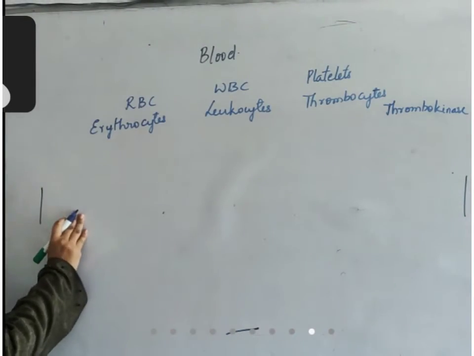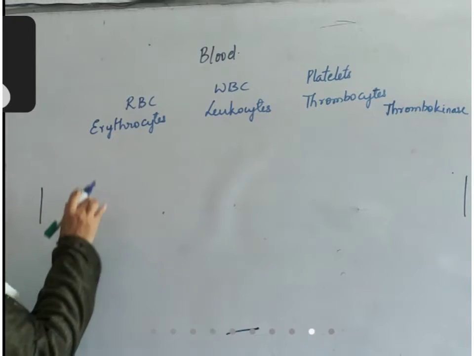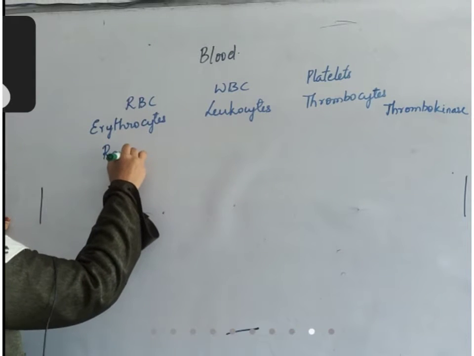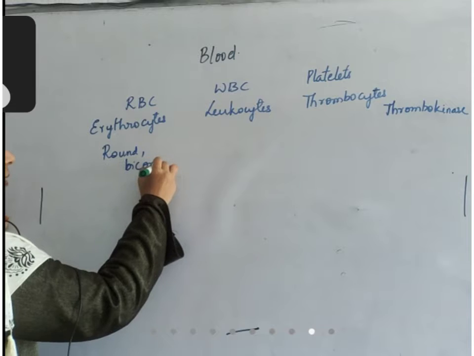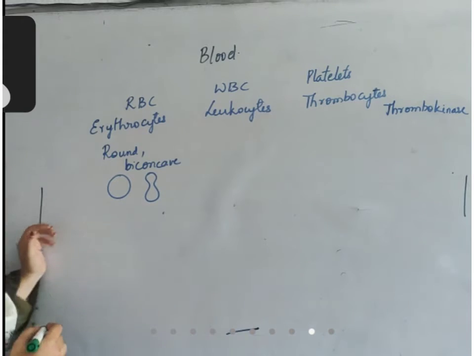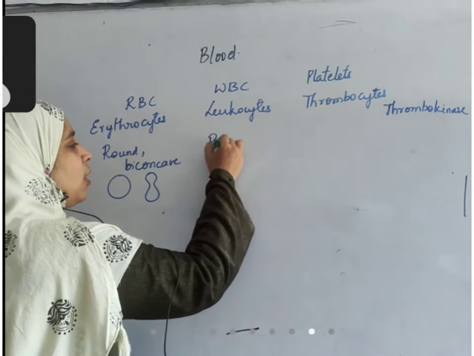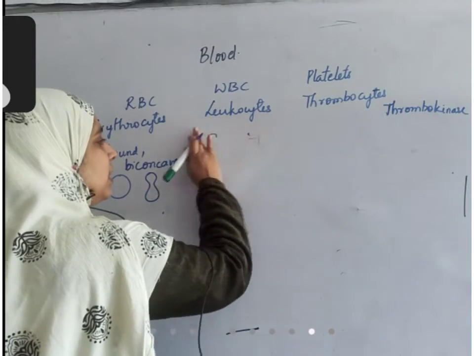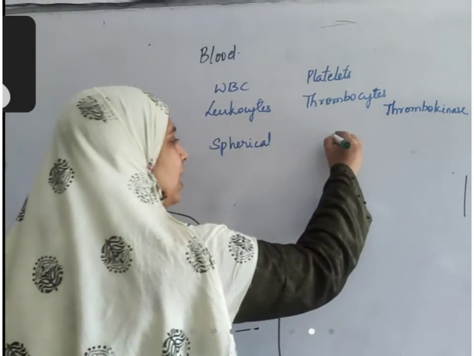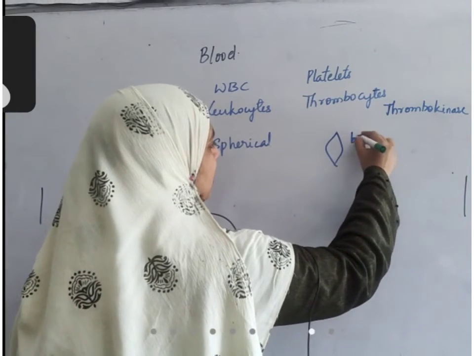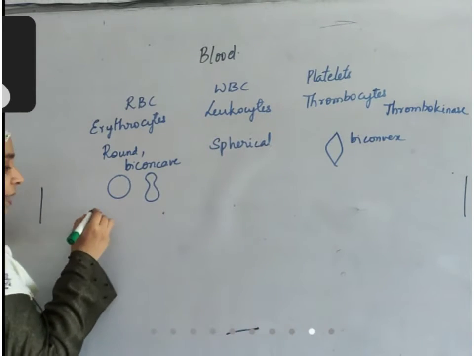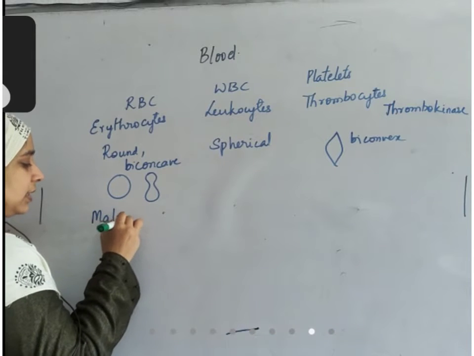So what is the structure of these cells? First of all, the shape of the cells. RBC are round, biconcave in shape. They are round if you see them like this. From sideways, they are biconcave like this. WBC are round cells, almost round, spherical cells, you can say. Whereas platelets are biconvex like this. Biconvex.